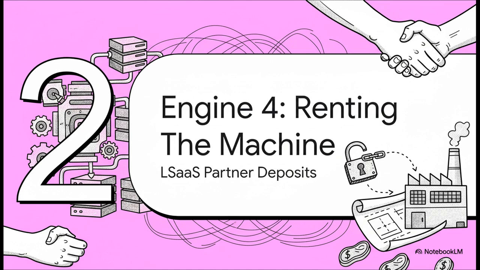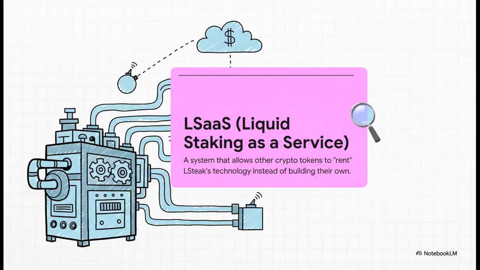Okay, on to the new stuff. Engine number 4 is all about what we call renting the machine, and it has to do with LSAS partner deposits. So LSAS means liquid staking as a service. And you can just think of it like this. LStake has built this amazing, super powerful machine. Now, another crypto project could try to build their own, but that's a ton of work and super expensive. So why not just rent LStake's machine instead? It's just a smarter way to do things for them, and it's great for us.